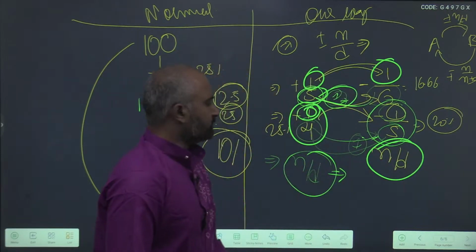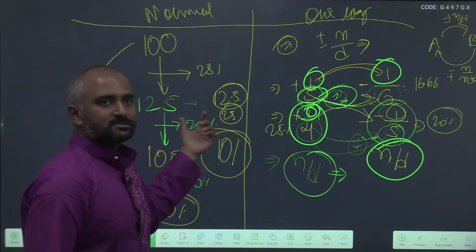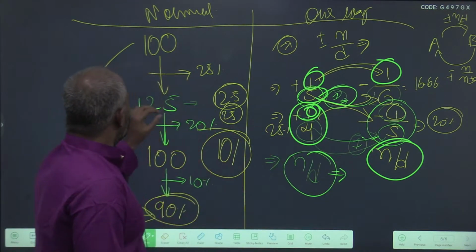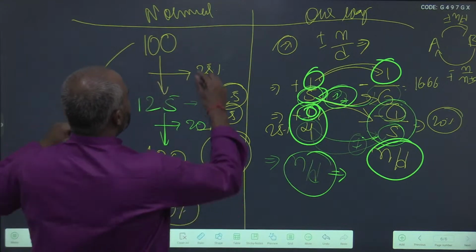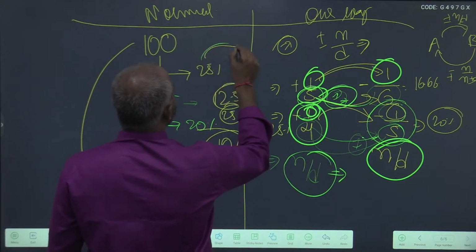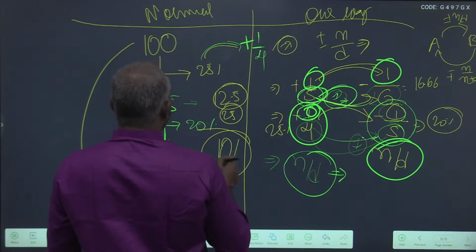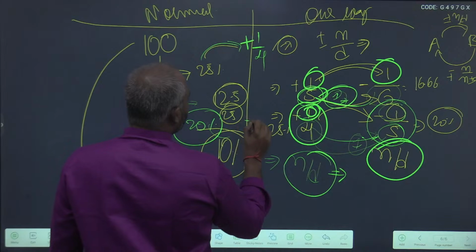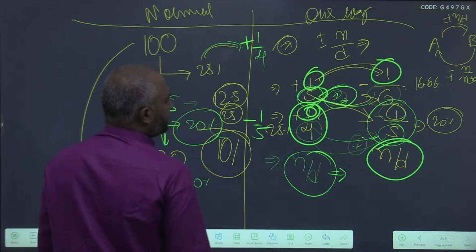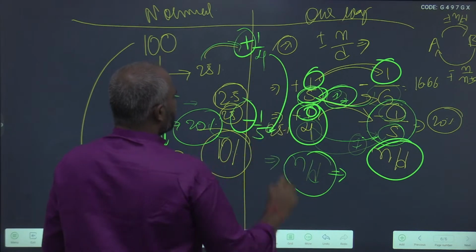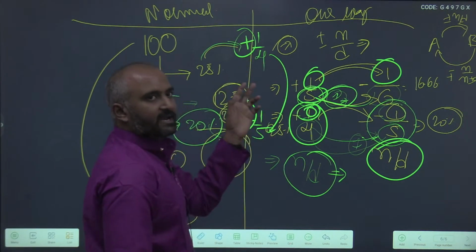So now how will we use this? Once you know this, you know 25% is 1 by 4 and this is an increase, 20% is a decrease and 1 by 5, you see, complementary, and it is varying by 1.